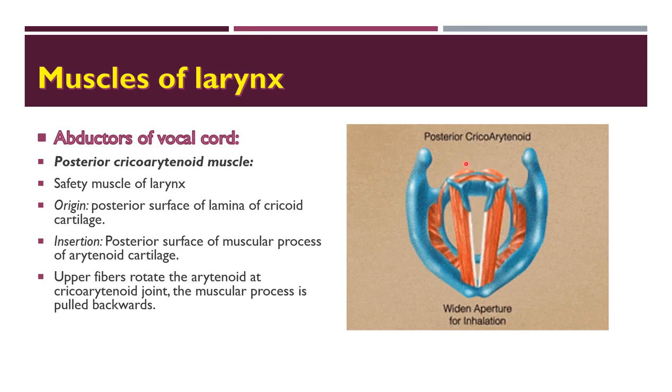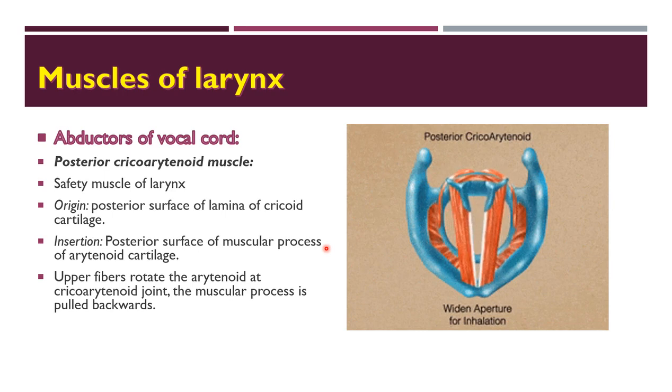And you know, this muscle is also called the safety muscle of the larynx, because if this muscle is paralyzed, then the adductor muscles will get unopposed, and it might keep the vocal cords in an adducted position. So naturally there will be difficulty in breathing. Okay, that is why it is called the safety muscle of the larynx. When you look at the upper fibers, they bring about abduction by rotating the cricoarytenoid joint, pulling the muscular process backwards.